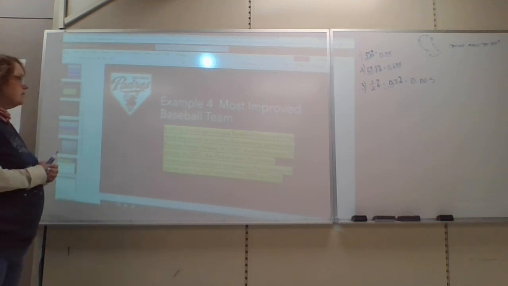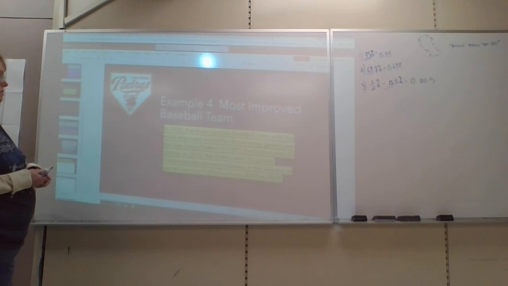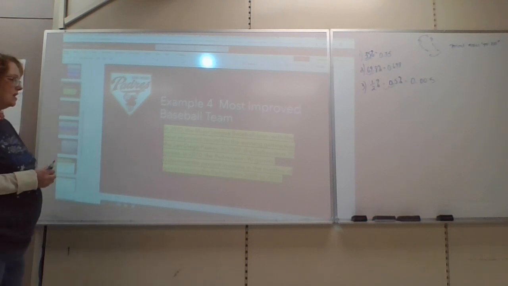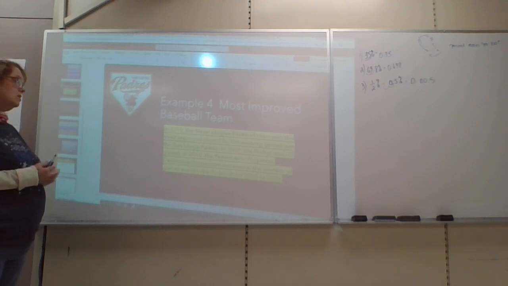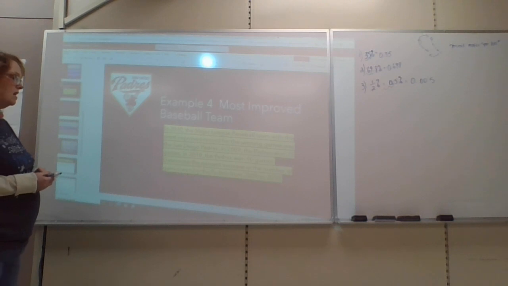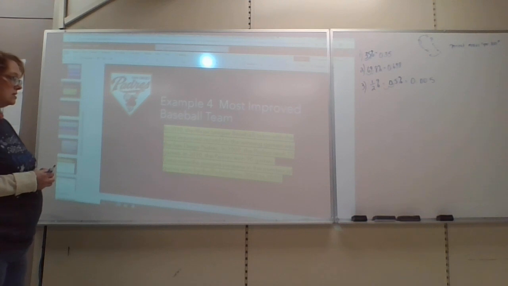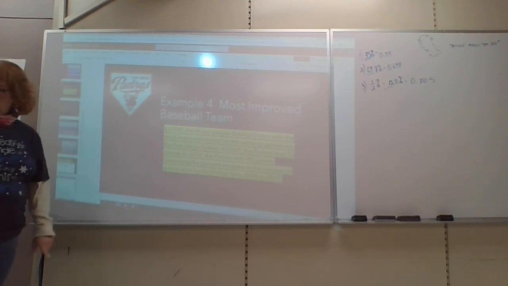We're going to do this one. Example 4, the most improved baseball team. In 2010, the Major League Baseball team with the most improved record for winning games was the San Francisco Padres. In 2009, the Padres won 75 games, and in 2010, the Padres won 90 games. Determine the percent increase of the amount of games won by the Padres from 2009 to 2010. Percent increase.